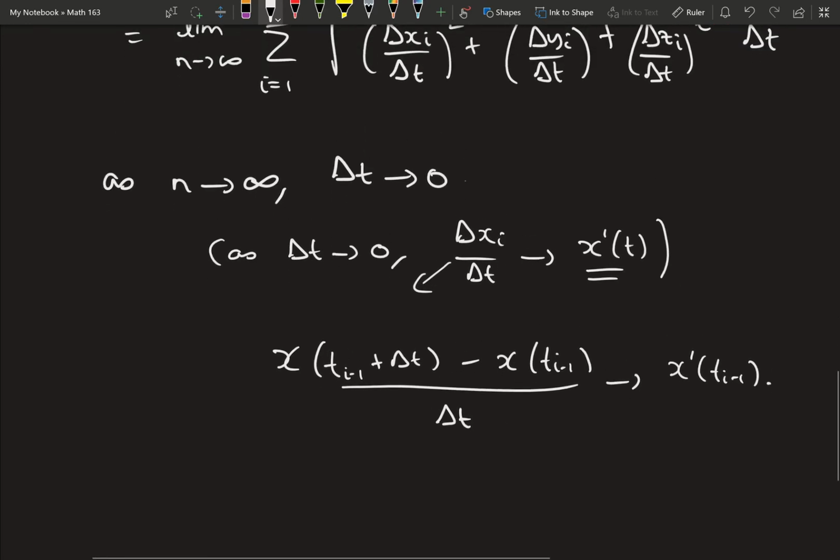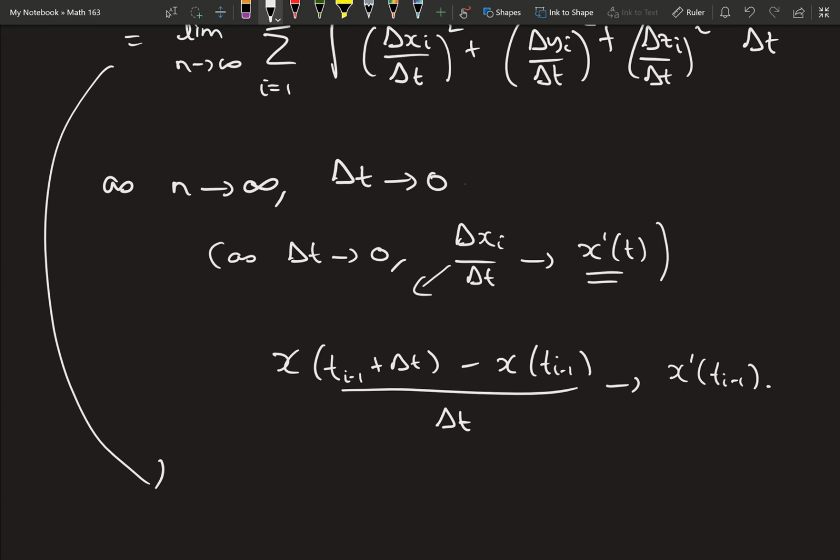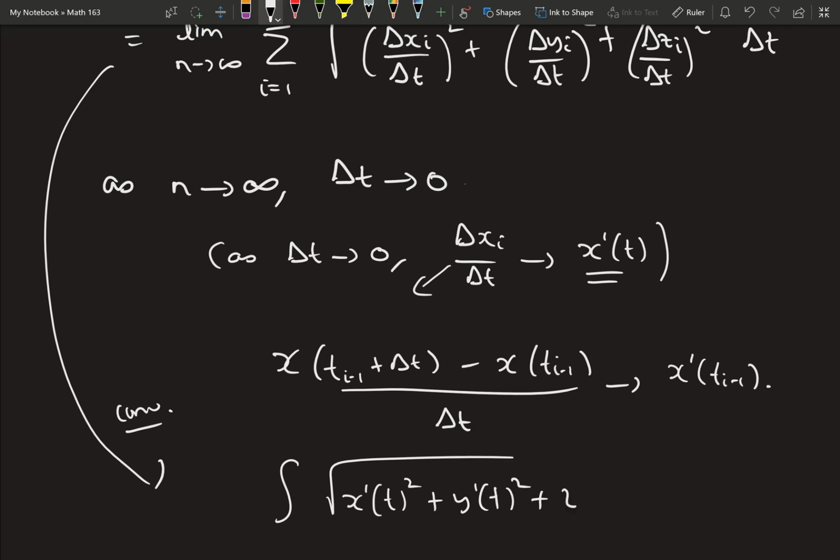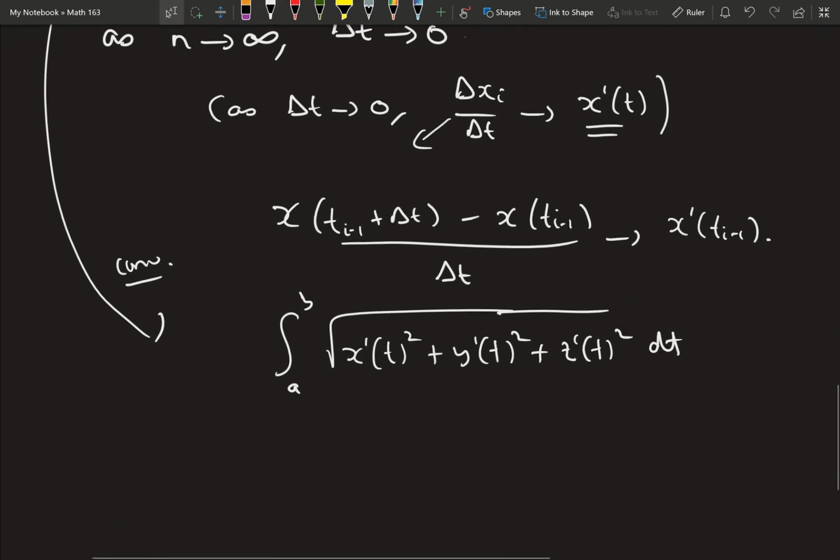So this overall converges to the integral of the square root of x prime of t squared plus y prime of t squared plus z prime of t squared dt, and then we have an integral going from a to b. So this is actually your arc length formula.